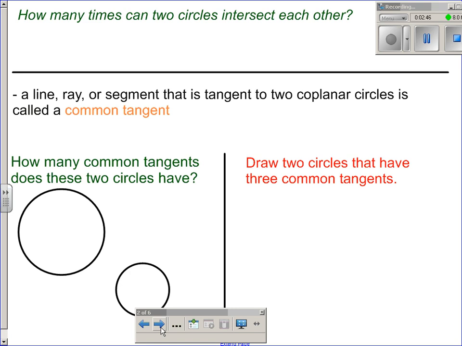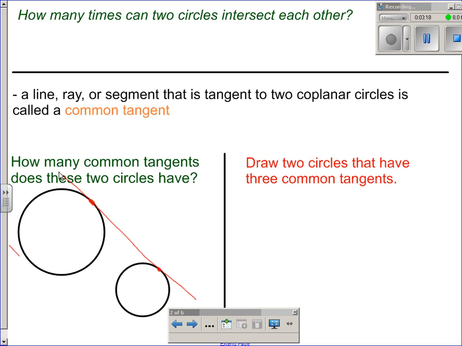A line, ray, or segment that is tangent to 2 coplanar circles is called a common tangent. So looking at this picture on the bottom left, we got 2 circles. It really doesn't matter if they're different size or not. But a common tangent is a tangent line that's tangent to both circles. So this is going to be a rough sketch. This is a common tangent. There's a point of tangency on one circle and on the other circle. That's a common tangent. So how many common tangents do these 2 circles have?